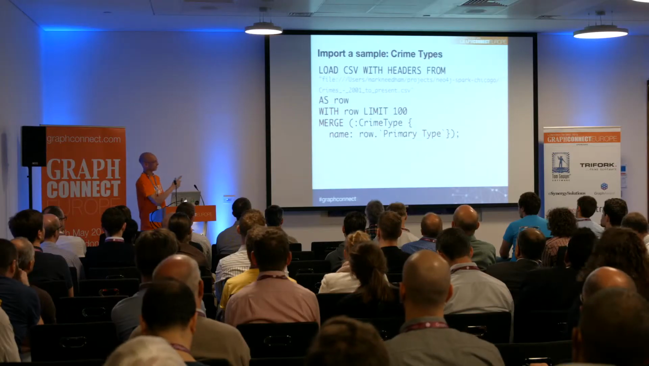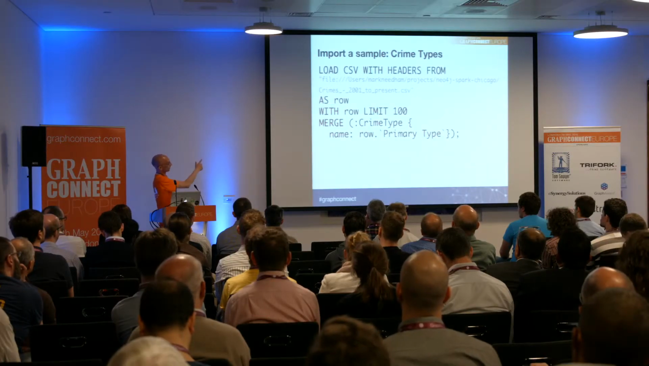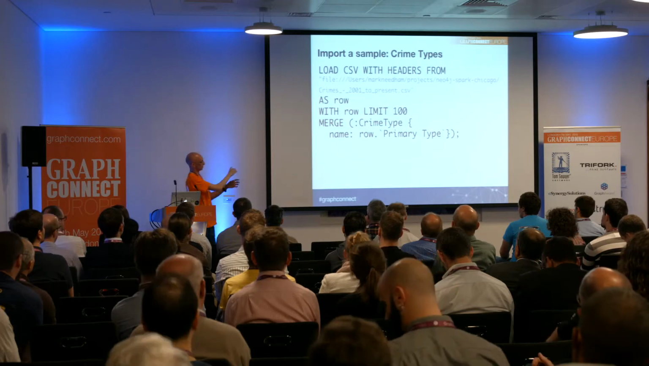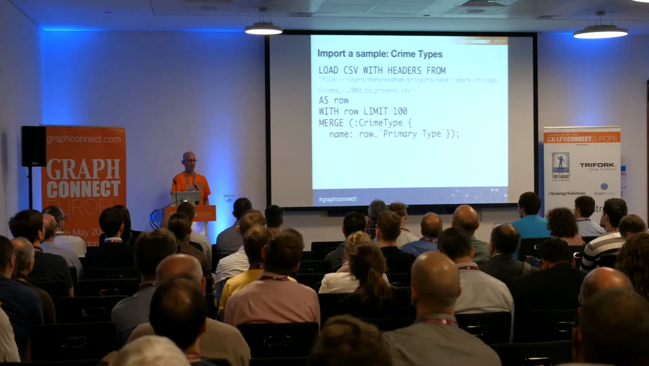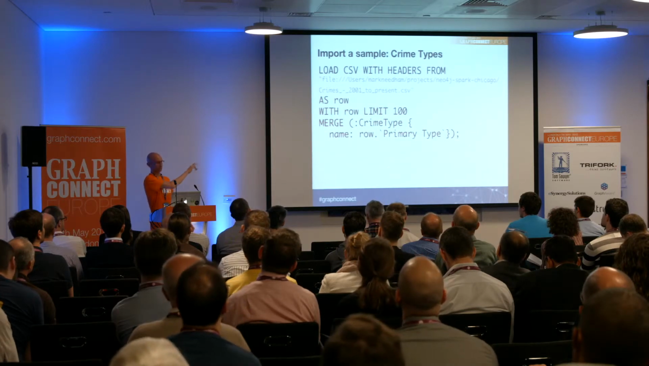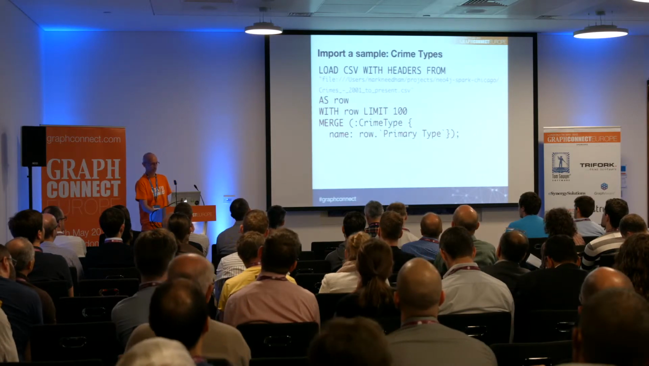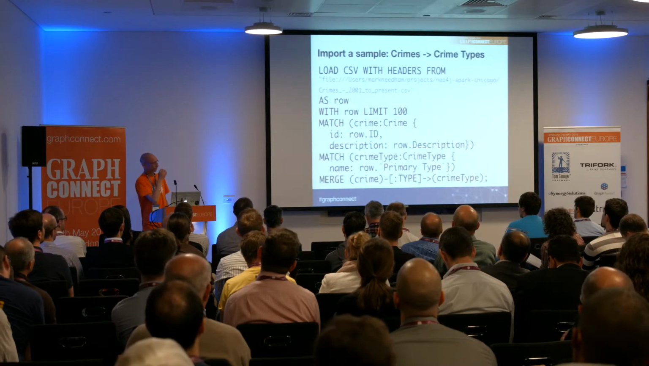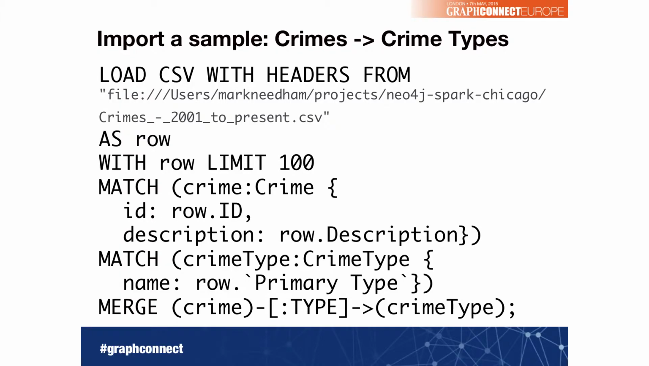So we'll do this step and the next one together. It's exactly the same as before. All we're doing is processing a different column from the file. Everything else is the same, with different properties and a different label. Other than that, the structure's the same. And then once we've done that, we're going to connect these two bits together. So we've got all the crimes, we've got all the crime types, and then let's connect them together, so we've got something interesting to query.